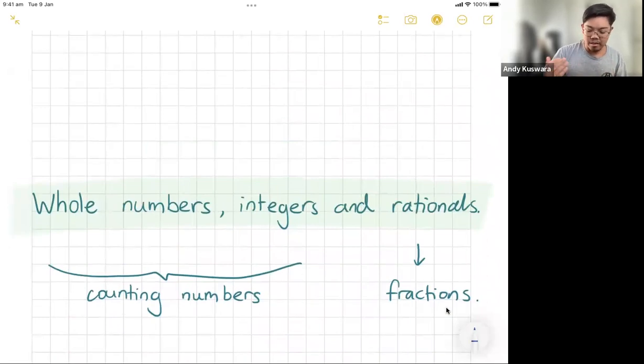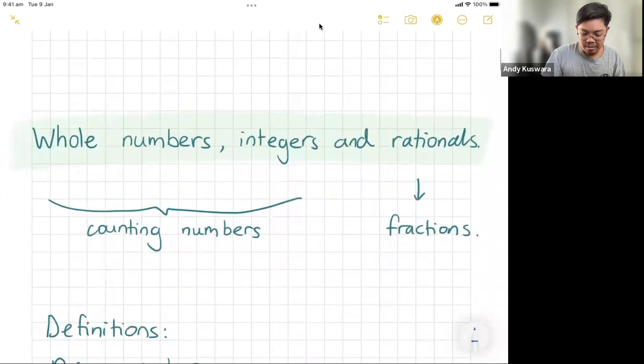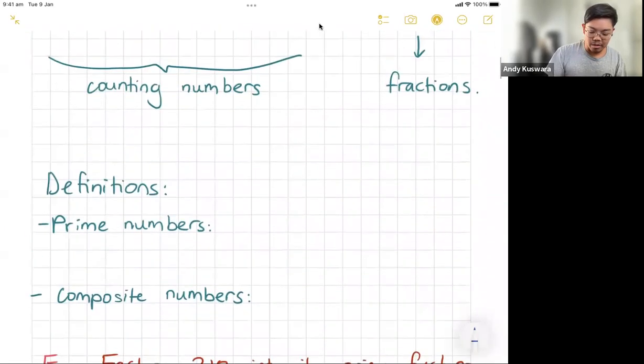Basically whole numbers and integers, that's probably what we're most familiar with. Those are just our counting numbers. But when we're talking about our rationals, those are things like our fractions. So they're numbers that still, in a certain way, make sense. Rational, it's rational.